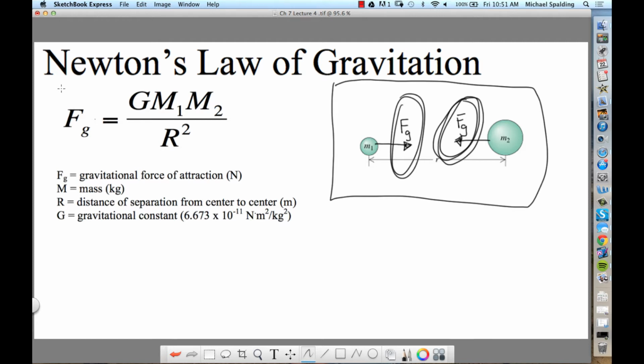Now, here's the equation for calculating the force of attraction between any two objects, M1 and M2. G is the gravitational constant. You don't have to memorize it. I'll give it to you on tests and quizzes. Don't memorize the gravitational constant, but you do have to memorize the equation: G M1 M2 over R squared. On the AP test, they give you the constants, but not the equation. For the multiple choice, you have to have the equations memorized.